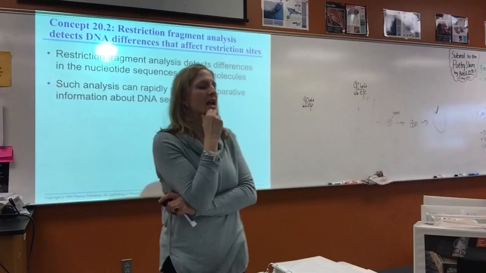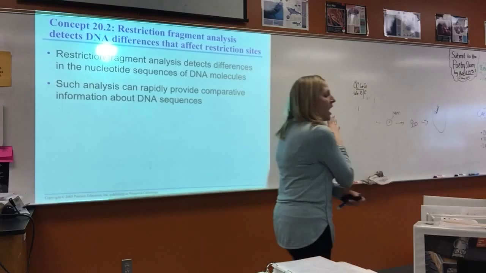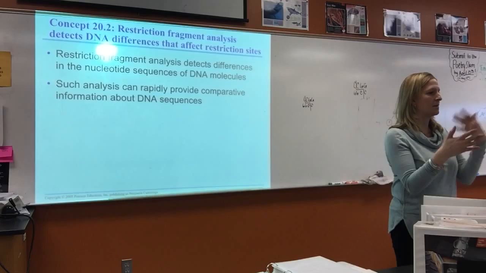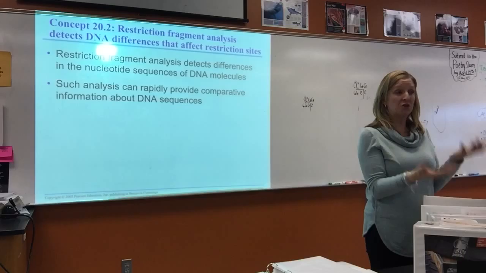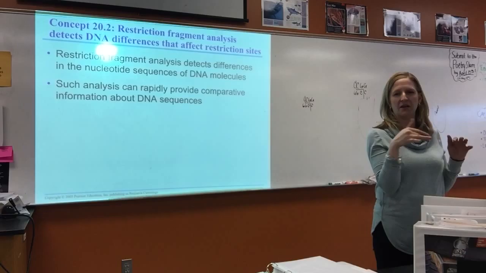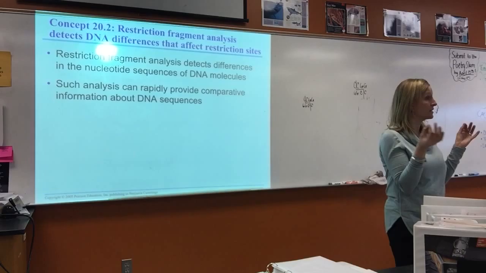What this restriction fragment analysis allows us to do is take different people's DNA or different organisms' DNA. I'm just going to use people as an example. We use restriction enzymes to cut up the people's DNA. So we could take any three people in here, extract some blood, get some DNA out of a cell in your blood, and use the same restriction enzyme on three different people to cut up.